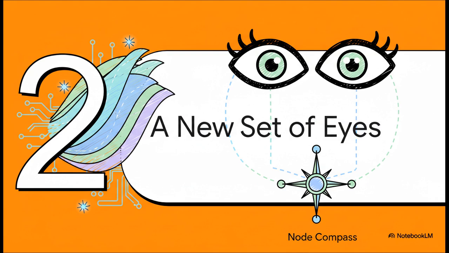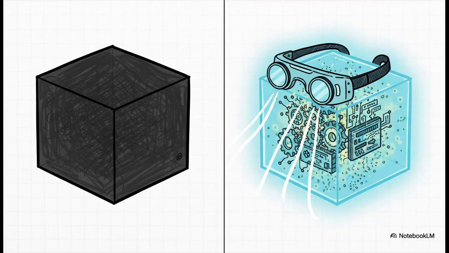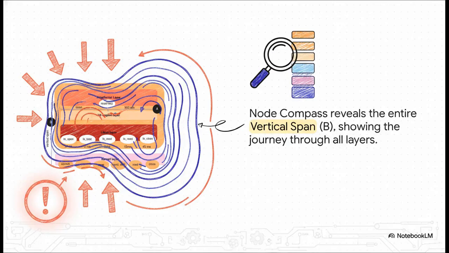Well, this is where the hero of our story comes in, a tool called Node Compass. Seriously, imagine having X-ray vision for your code. Instead of just staring at that black box from the outside, you could see right through it. Every gear turning, every wire firing, every single interaction happening inside, all at once. And bam. Here it is. This is the big aha moment.